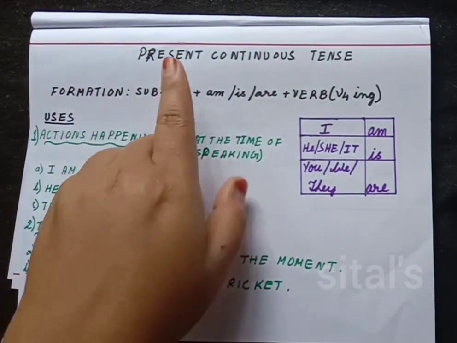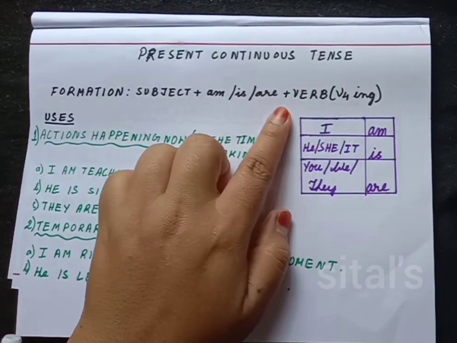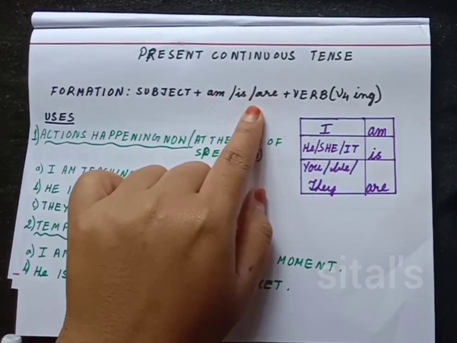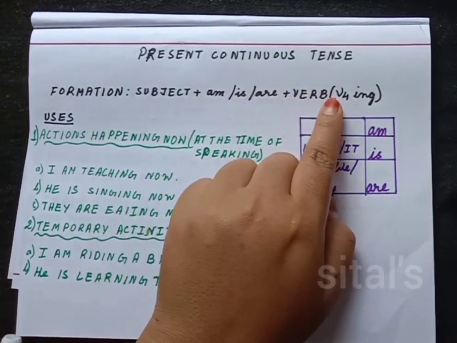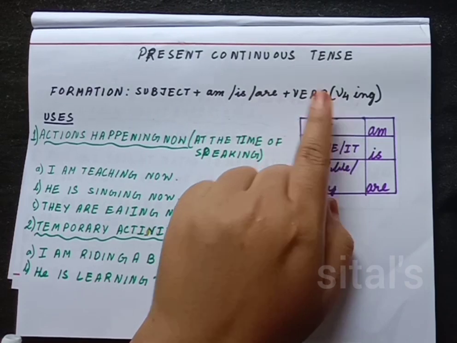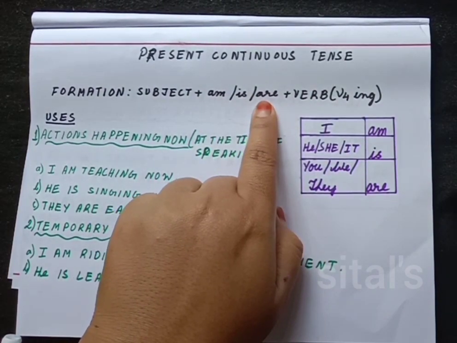So the formation of present continuous tense is subject plus am, is, are. Here you will require a helping verb. Subject plus am, is, are plus fourth form of the verb. Okay, so when will you use am, when will you use is, when will you use are?